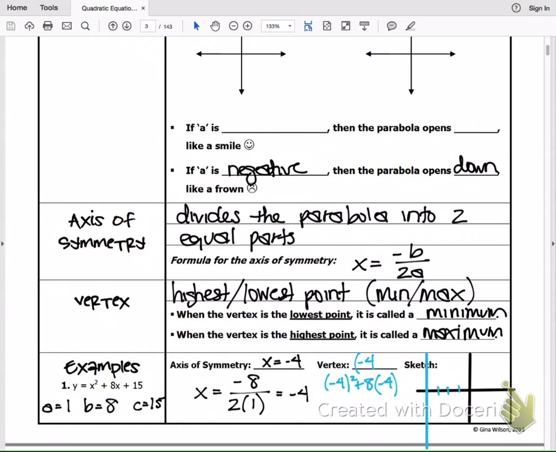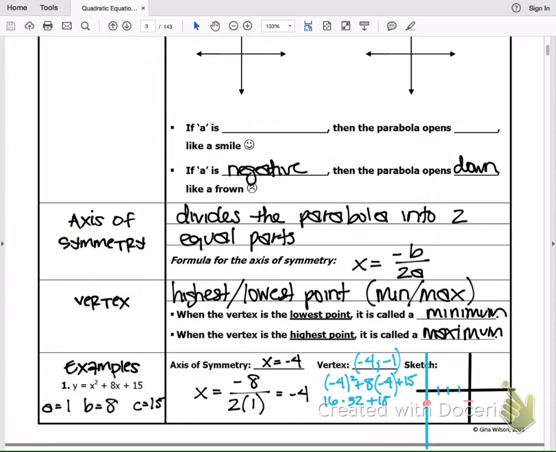-4 plus what? 15. So you're literally just plugging it into the equation to get a y value back out. So in this case, that gives me 16 minus 32 plus 15, which gives me -1 as my y value. Now we should know how to graph that point, right? Yes. Okay, -4, -1 is left 4, down 1.